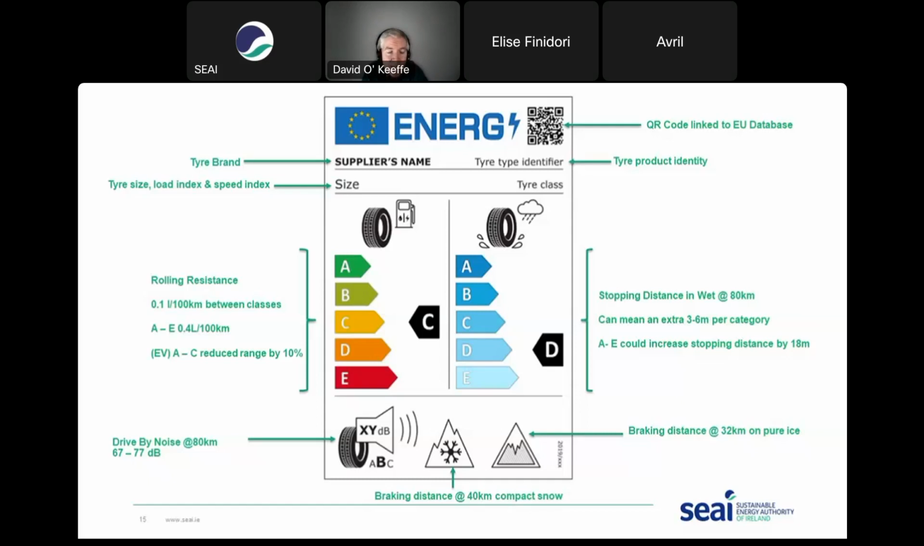The last two categories on a tyre label are usage in snow conditions and usage in ice. Now, we don't have a lot of tyres on the market here that are formatted for this purpose. It would be more prominent on continental Europe, but you will see some tyres there with those parameters also.